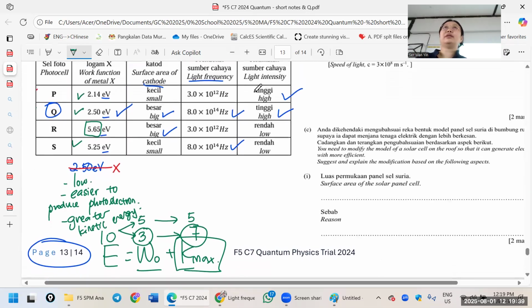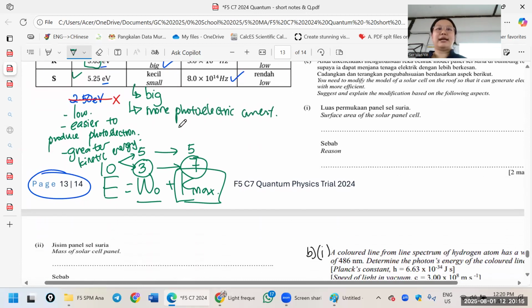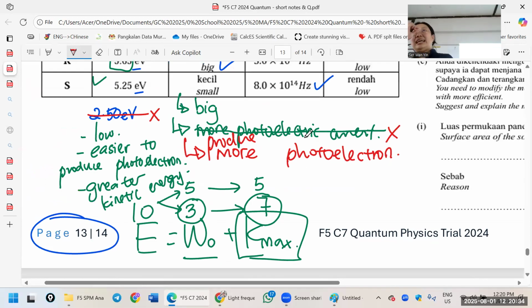Why should surface area be bigger? Yeah, big. Why big? Can I say so it will have more photoelectric current? No, why not? Because it is your criteria. So we cannot say photoelectric current. What can we say? Yes, we can say it will produce more photoelectron. 可以吗？Produce more photoelectron.